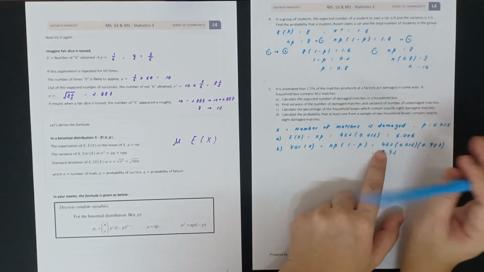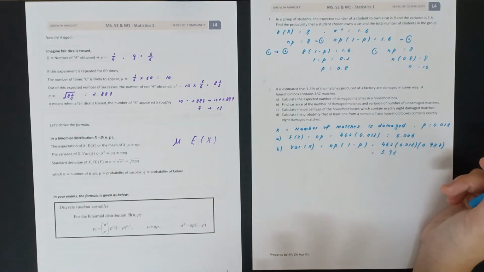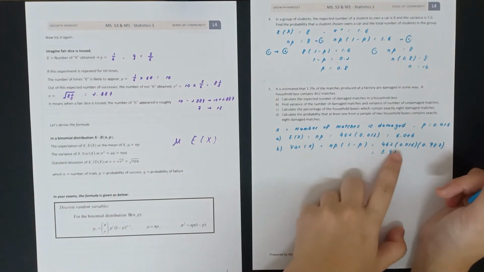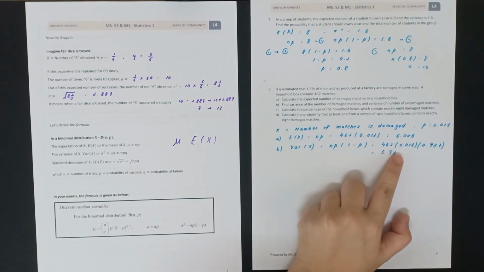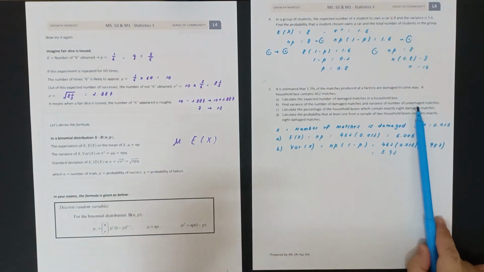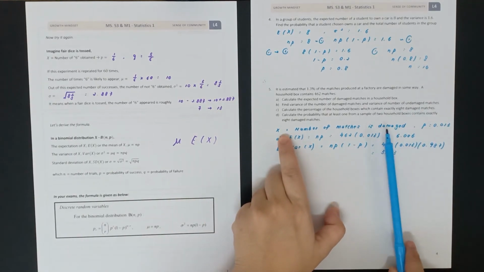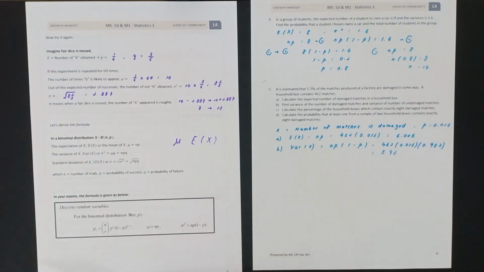Yes, I still have the same number of trials, right? No matter whether I want to find the damaged or the undamaged one. Then after that, what will happen? My P now will be changed to my Q because I want to find the number of undamaged. So you can imagine if this X I try to change to undamaged, then your P will become your Q. So imagine these two are going to change their place. Then what's the answer you get finally?